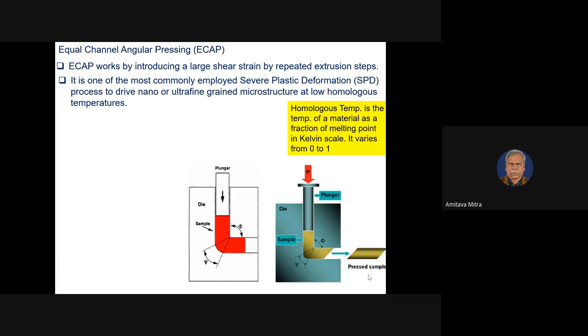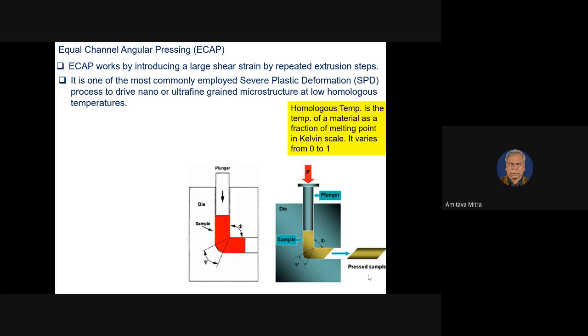Initially, it was tried at room temperature, but slowly people tried to heat it to an elevated temperature, but not to the melting point, much below it. Usually, this homologous temperature varies from 0.3 to 0.5 for ECAP. Homologous temperature is the temperature of the material as a fraction of the melting point in Kelvin scale. It varies from 0 to 1, and ECAP is usually carried out from 0.3 to 0.5.